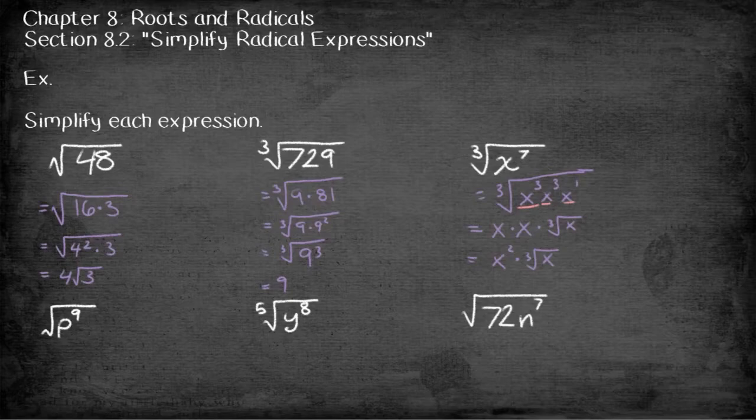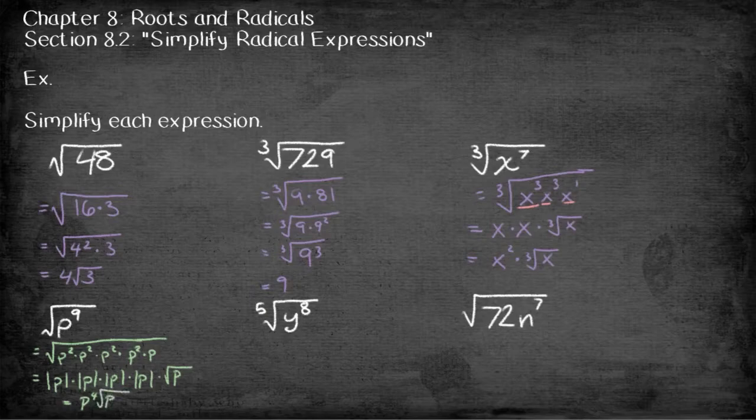All right, next batch. Here we have p to the 9th. So how many times can we write p squared? P squared, p squared, p squared, p squared, times p, each of those individual p squareds being the absolute value of p. So we get p to the fourth times the square root of p as our final answer.